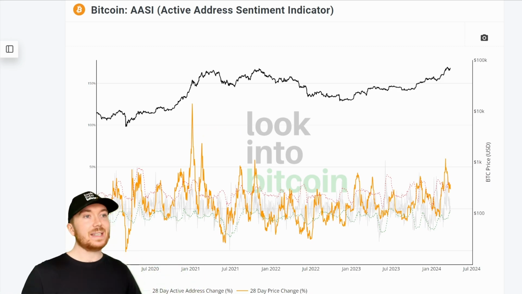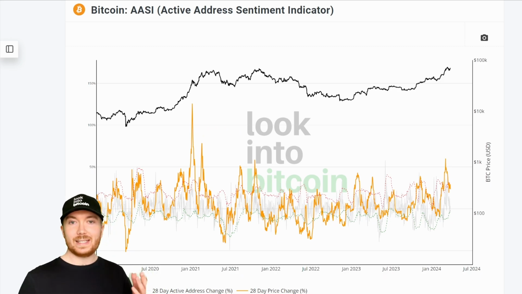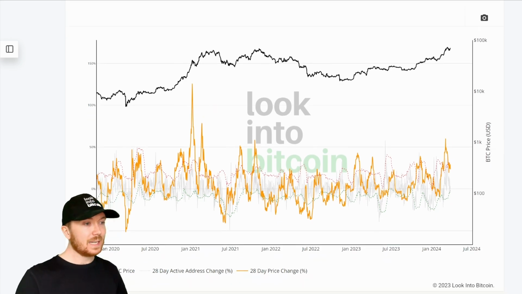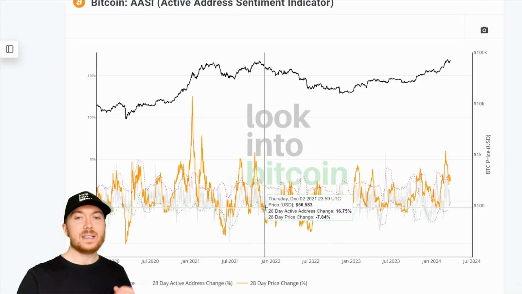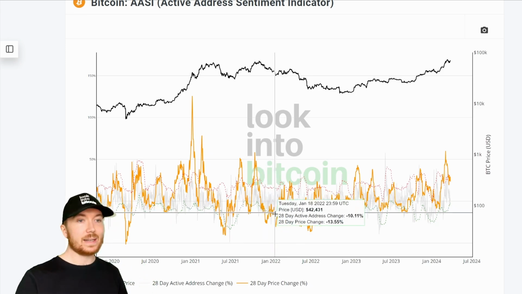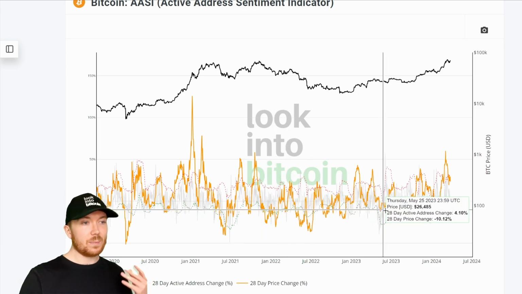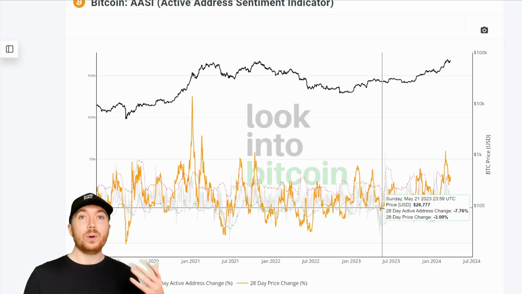And vice versa, if we're seeing less and less people actually utilize Bitcoin as what it was made for, a peer-to-peer electronic currency, then it maybe makes a little bit of sense that we see a little bit of a price decrease. There's a little bit more in-depth explanation on this metric below here, but it basically just uses standard deviation bands of the active addresses, and then the price change actually goes above or beneath these bands to give us these buy or sell signals.